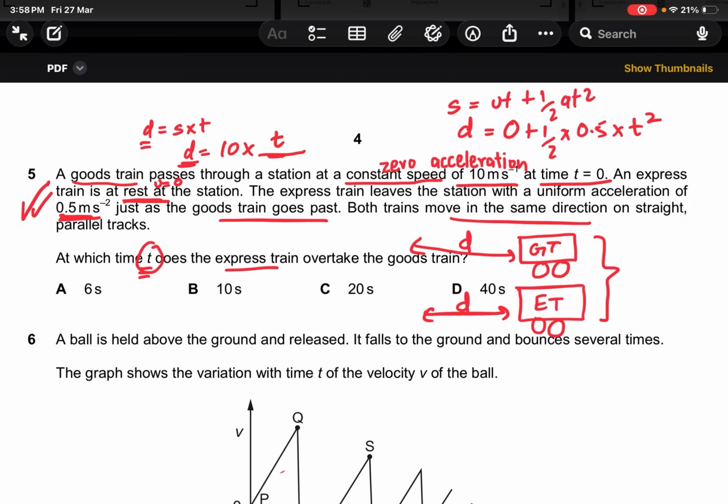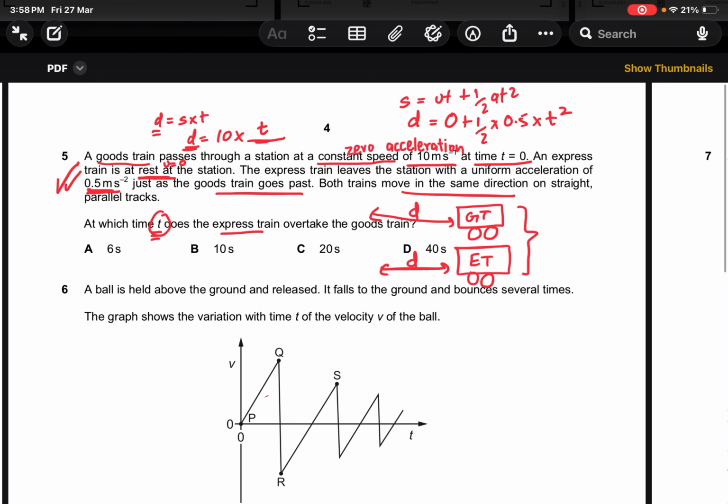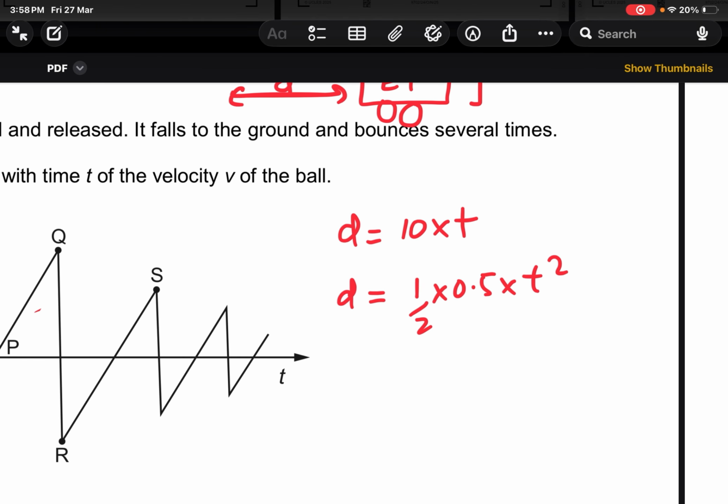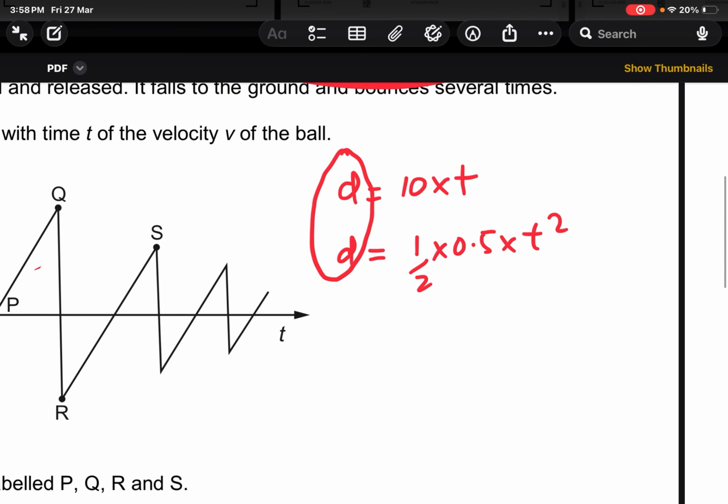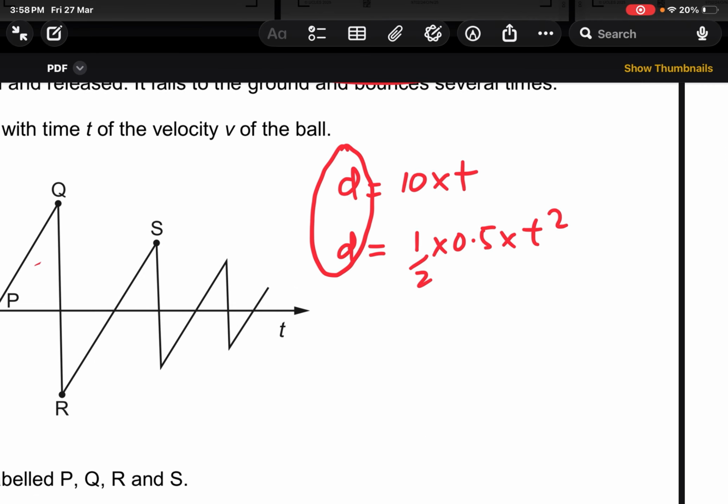So now what do I get? I get two equations which I need to solve simultaneously. The first equation is D equals 10 into T, and the second equation is D equals half into 0.5 into T square. These two distances are going to be equal when they're going to overtake each other. So can I equate the two equations to find the time? Yes, I can. 10 into T equals half into 0.5 into T square.